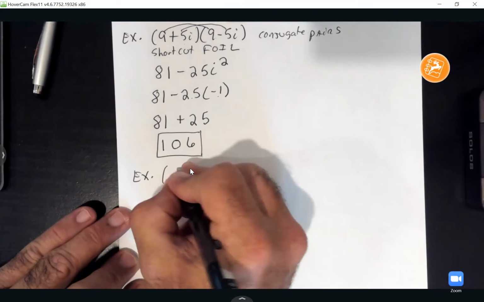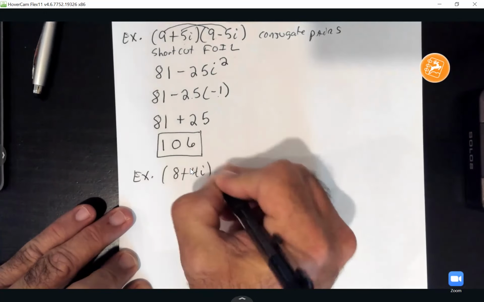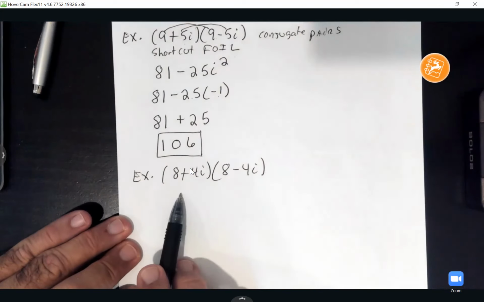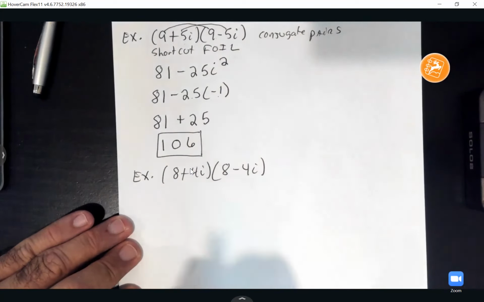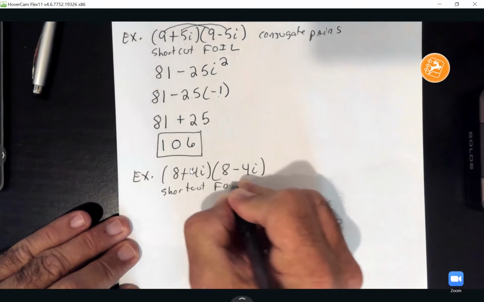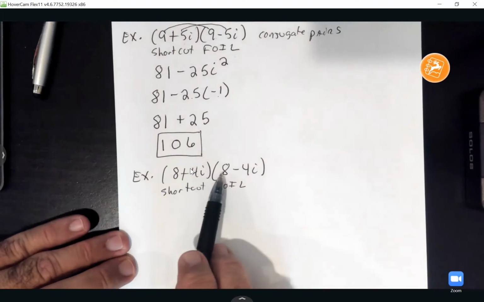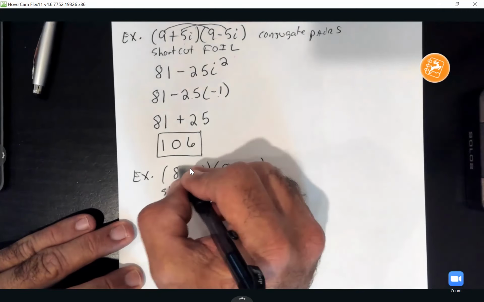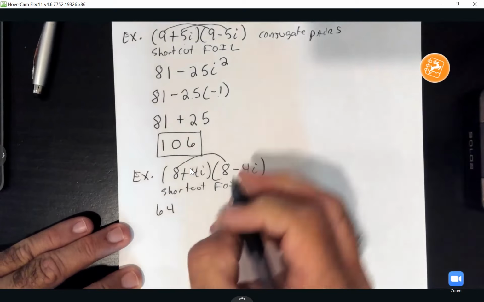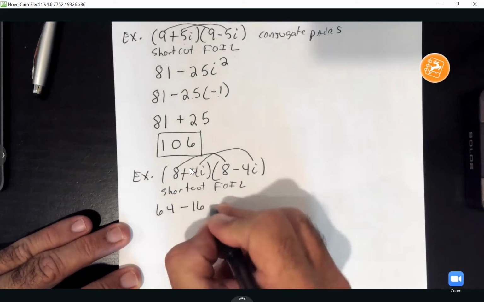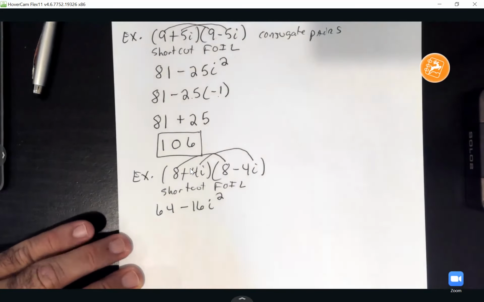So watch this one. 8 plus 4i, 8 minus 4i. Once again, I got conjugate pairs. So I'm going to shortcut this one. And remember, since these are conjugate pairs, we're going to end up with a single real number. So y'all, here we go. 8 times 8 is 64. 4i times negative 4i is a negative 16i squared.